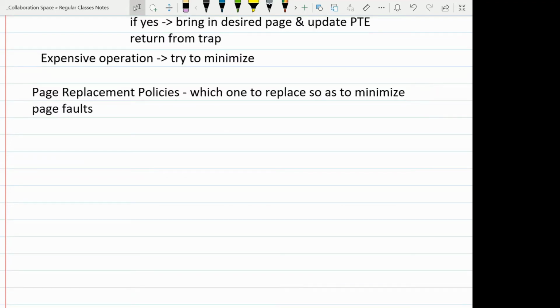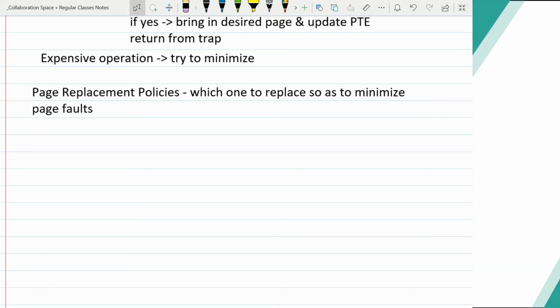But what I wanted you to appreciate is that this is going to be an expensive operation. So much has to be done, and we have to try to minimize it, because running a page replacement policy algorithm, evicting, and then reading from the disk is expensive. That's why a lot of effort has been put into finding a good replacement policy which tries to minimize the number of page faults. This is going to be the discussion in the next class. So I will stop here. Any question till this point?